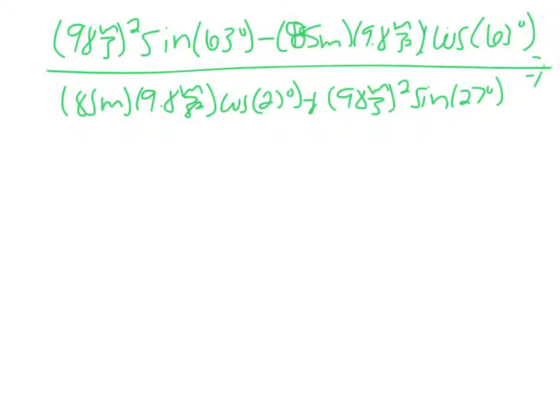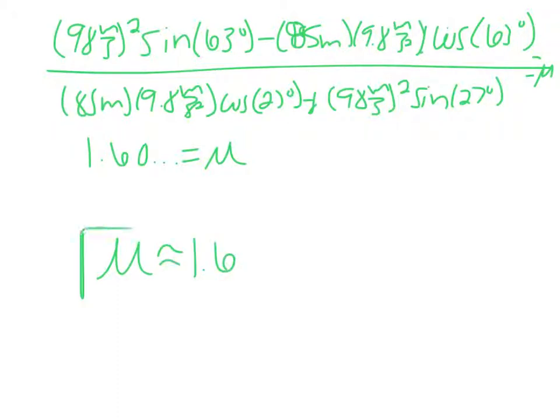This all equals mu. Again, it's going to be a mess in your calculator. I recommend not doing this all in one step. But multiplying, dividing, all this fun stuff, we're going to end up with 1.60, keeps on going. Remember, mu is unitless. This is one of the few times this year we'll see a mu greater than 1. 2 sig figs, mu is approximately 1.6.